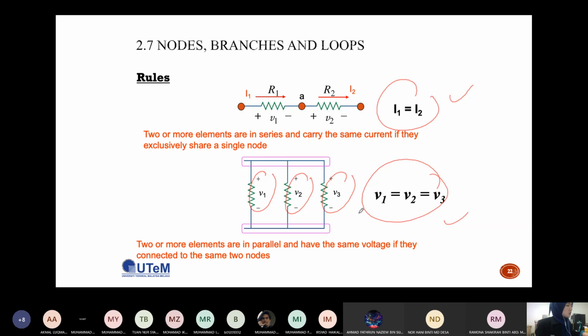So we have finished chapter 1 part 2. Any question? Next week we will cover Kirchhoff voltage law and Kirchhoff current law. This is very important for chapter 2. It is more on the calculation part, KVL and KCL. Any question for chapter 2 part 1 and chapter 2 part 2?